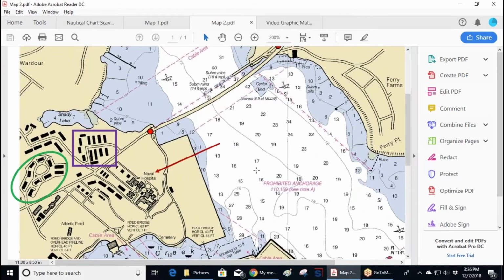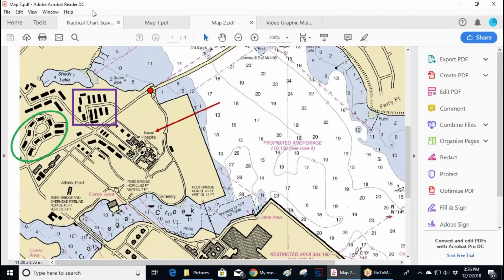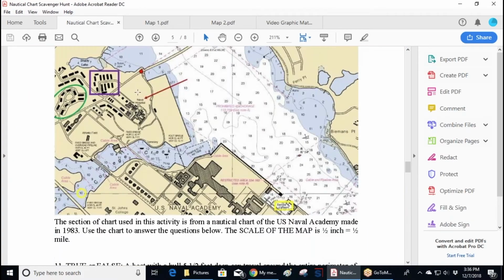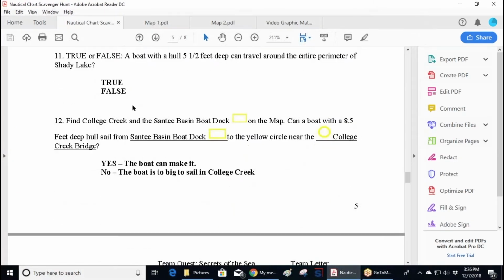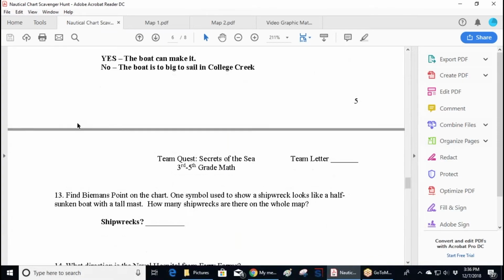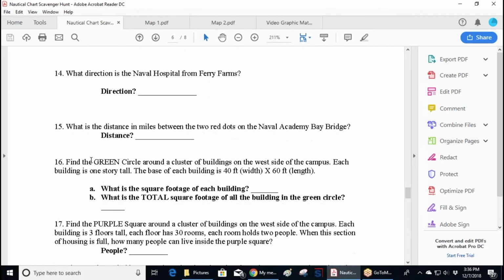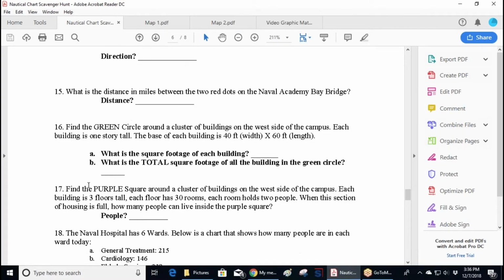You're going to be answering questions all around the references that we have for you about the Naval Academy. You're going to see on these questions, again, different points, but they are not referenced for you on your math challenge. You have to read the directions in order to find out where you have to look on the chart. For example, question 16, find the green circle. So you'll refer to your chart and look at the green circle.